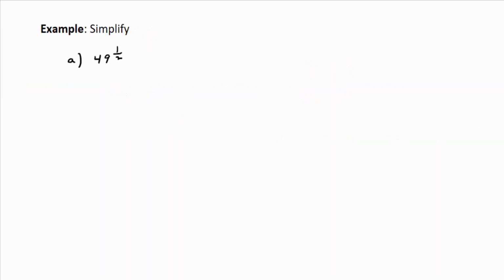Okay, so simplify. Before you just give me the answer, can you rewrite in part A 49 to the 1/2 in root form, in radical form? What does 49 to the 1/2 mean according to that above definition? Yep. And then you guys all know the square root of 49 is 7.